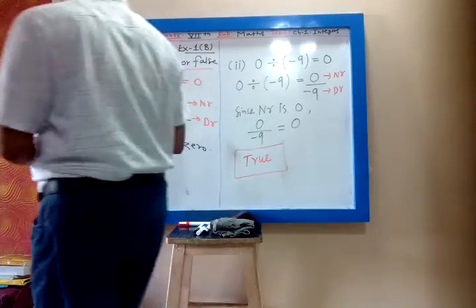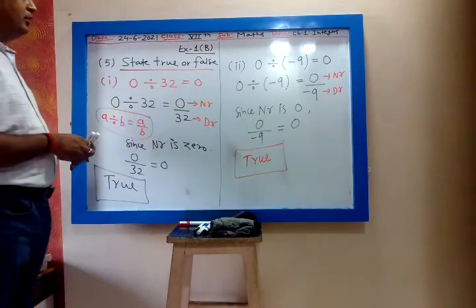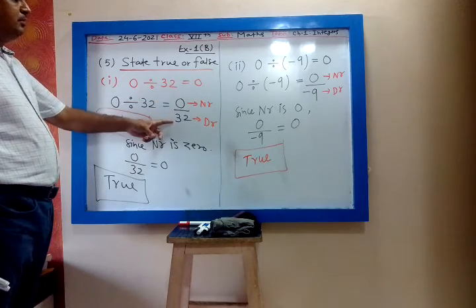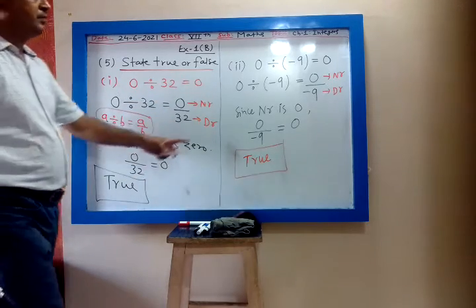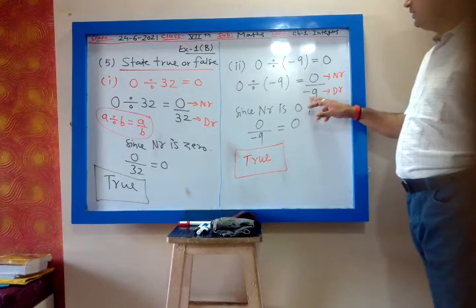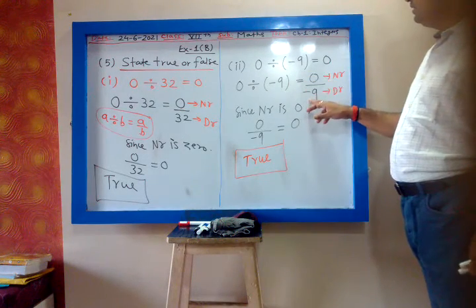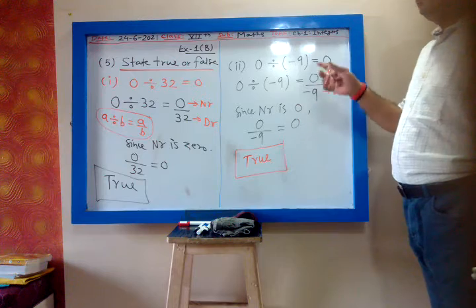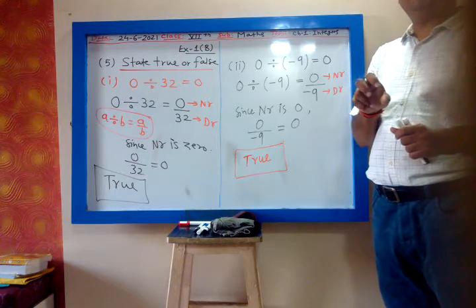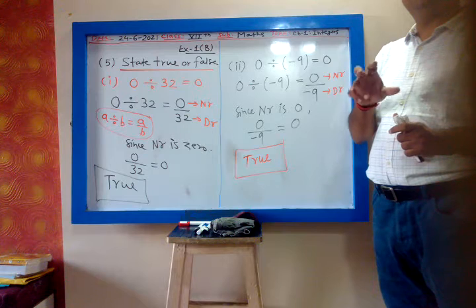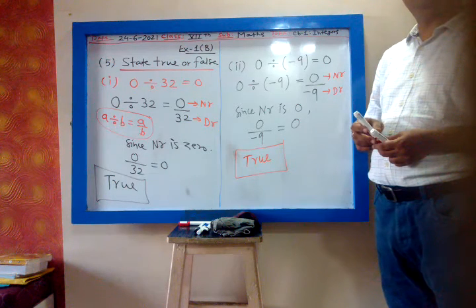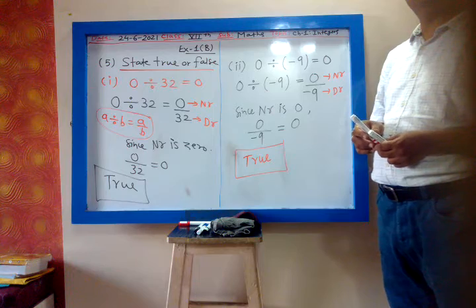So 0 divided by 32. Now what is 32? Positive integer. So 0 divided by positive integer is 0. Then 0 divided by minus 9. Minus 9 is negative integer. So 0 divided by minus 9 is also 0. So whenever 0 is divided by positive integer or negative integer, the value is 0.